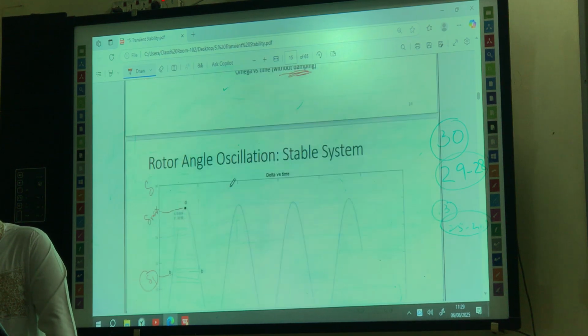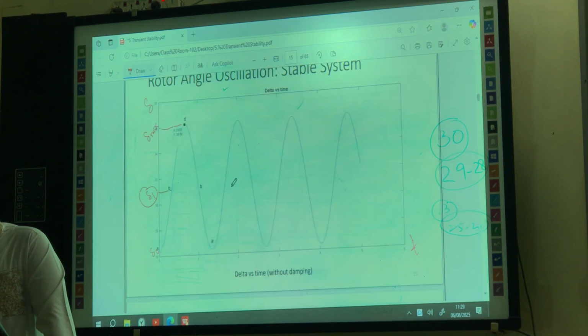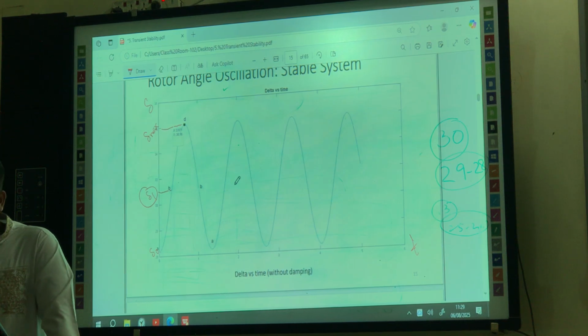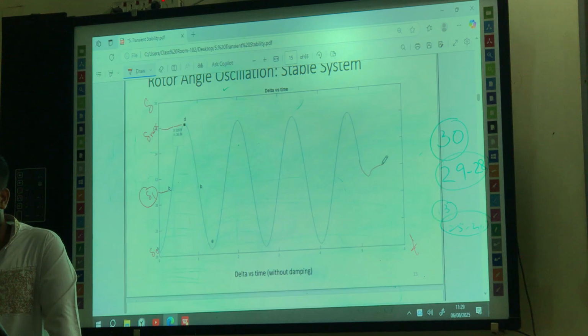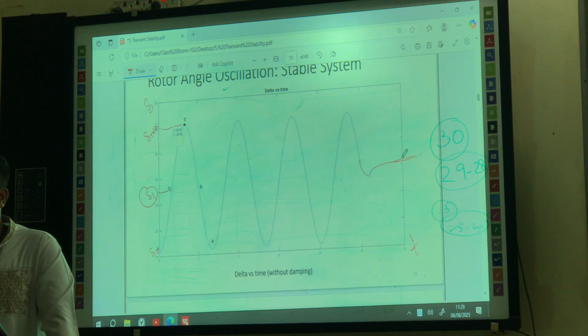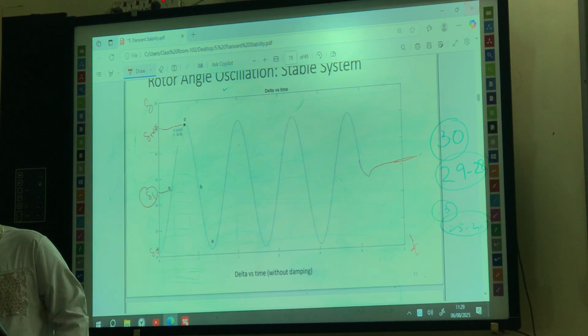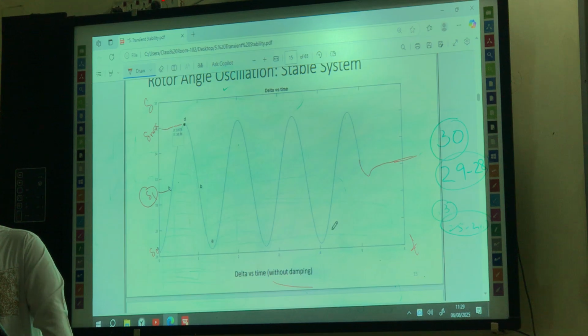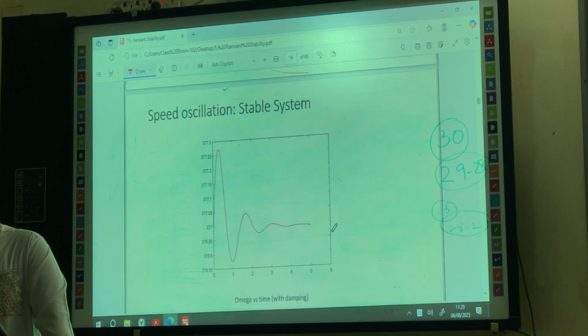But what will be the final value of delta? Will it be delta naught? It will actually not be delta naught, right? So it will take a new value. This is also called the stability, right? Because stability can be the previous value or it can be a new value. Okay. Now this is also the without damping case. Now let's think about the with damping step.